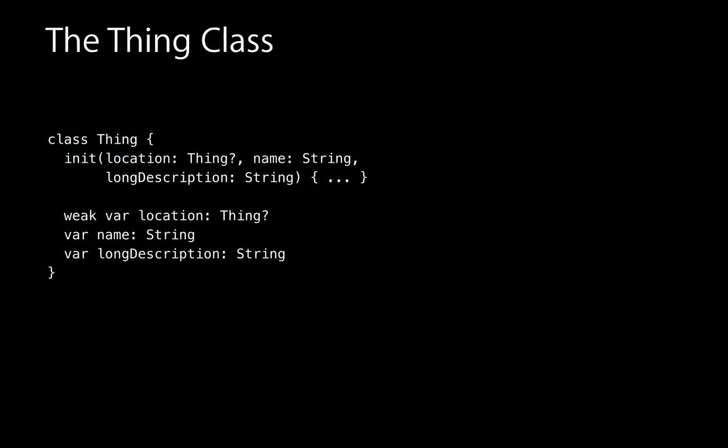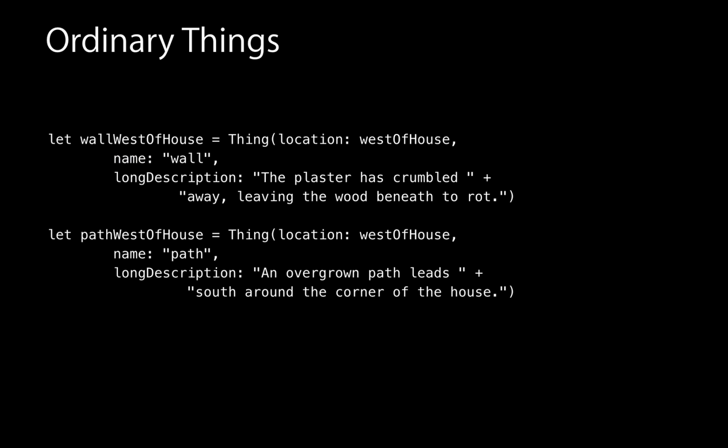All these objects are going to be instances ultimately of this thing class. A thing is really simple. It's not anything more than just a name and a description and the current location of the object. Here's a couple of really simple objects that are nothing more than just a name and a description. You can see we're just calling the initializer directly, passing in a couple literal values.